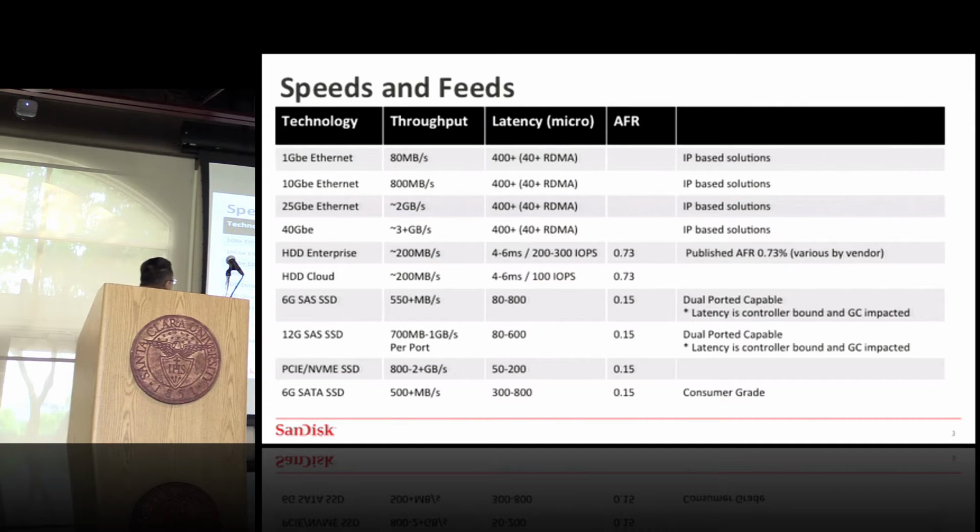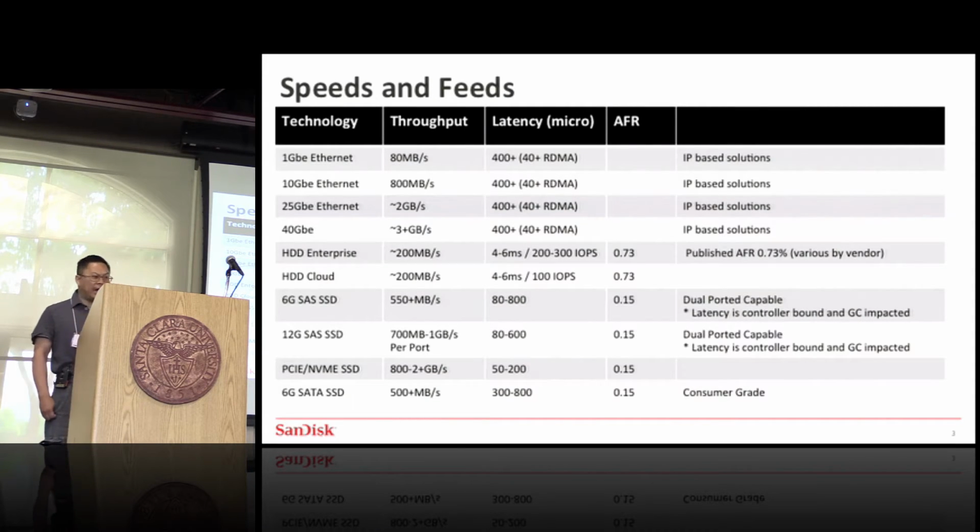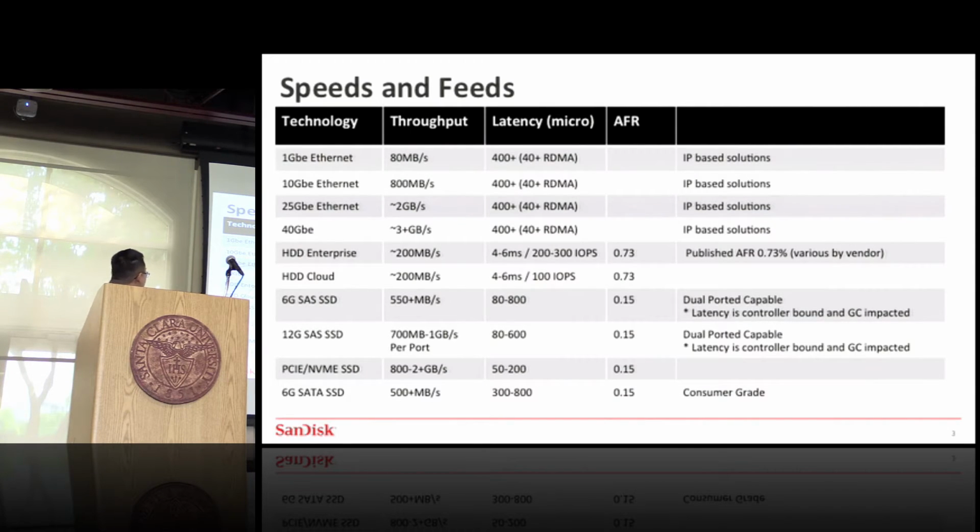When you look at the technology, a single gigabit Ethernet is about 80 megabytes per second on a non-congested network. You can get higher in certain cases, but on a traditional IP-based network, that's the average you'll get. 10 gigabits is about 800 megabytes, 25 gigabits about 2 gigabytes, 40 is about 3.